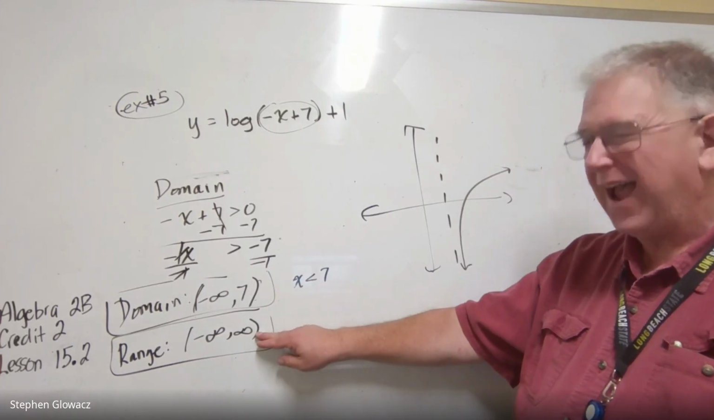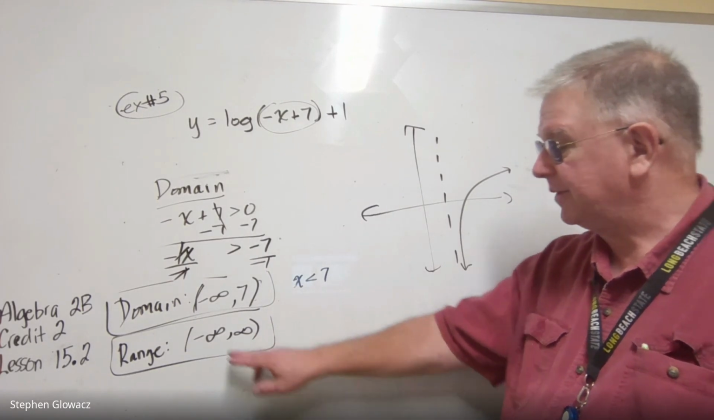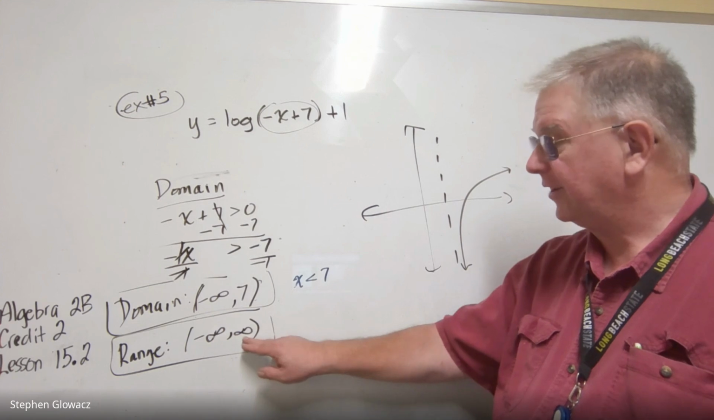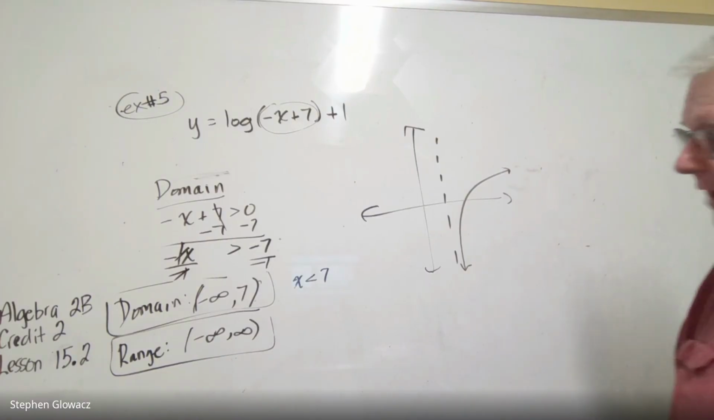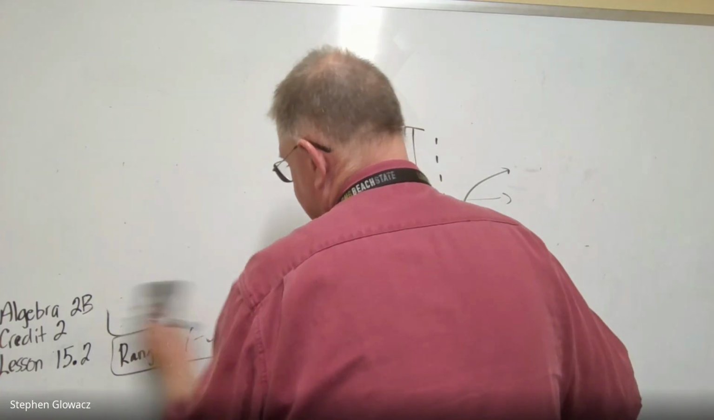That's the range. So it makes it a little bit easier because you know the range with a logarithmic function is always going to be all real numbers, or in interval notation, negative infinity to positive infinity. So that is the domain and range. All right, so let's take a look at an example for number 6.